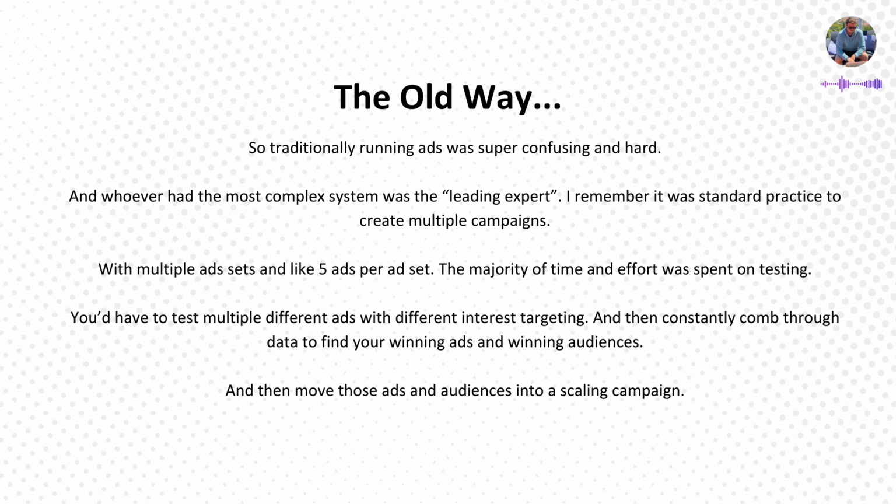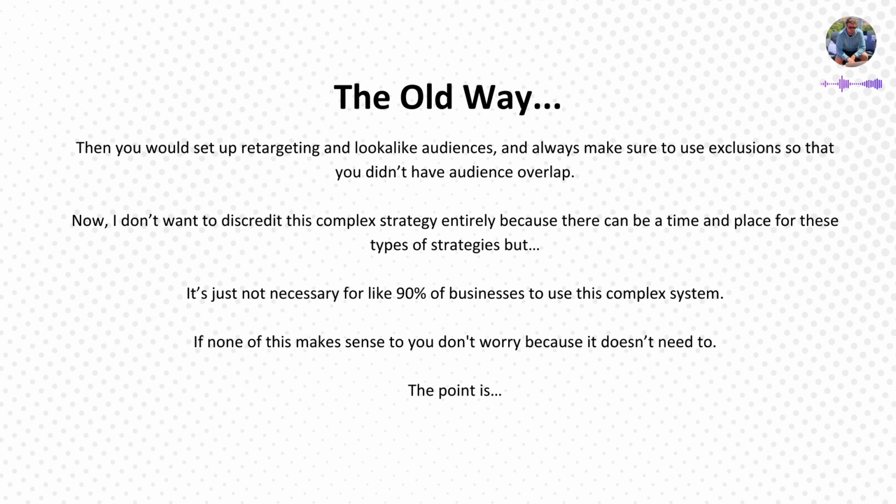You'd have multiple different ads with different interest targeting and then continuously comb through data to find your winning ads and winning audiences, and then move those ads and audiences into a scaling campaign. And then you would set up retargeting and lookalike audiences and always make sure to use exclusions so that you didn't have audience overlap. Now I don't want to discredit this complex strategy entirely because there can be a time and place for these types of strategies, but it's just not necessary for like 90% of businesses to use a complex system like this.